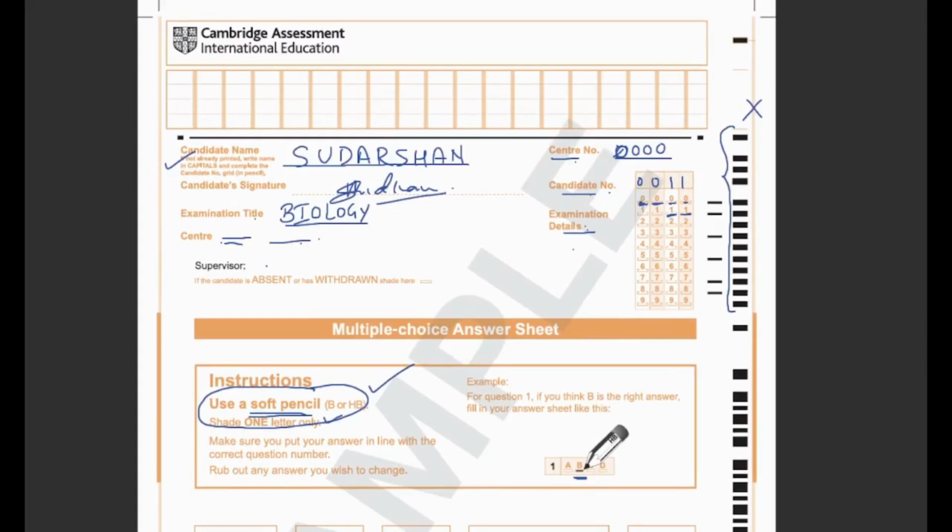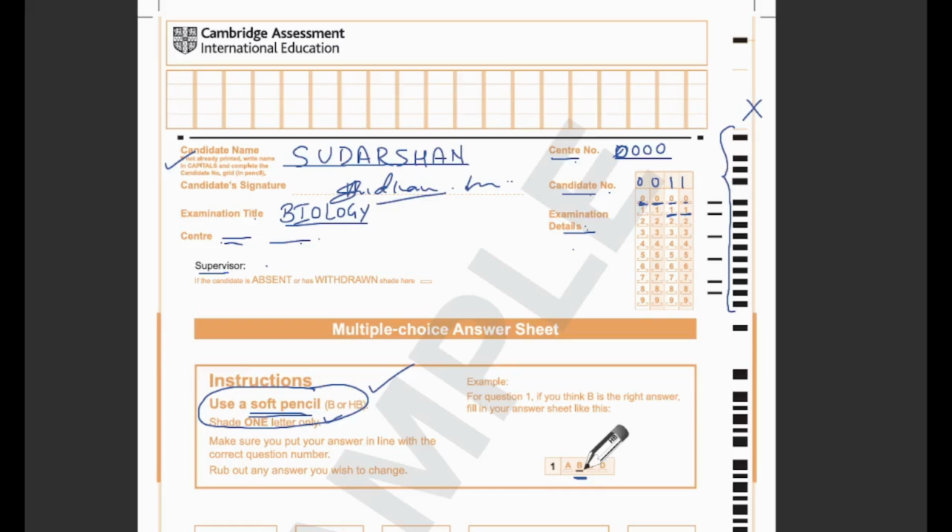Second thing is your name, the candidate name, will be printed here. Do check properly that the name is the same as on the statement of marks. You will have the paper, so according to that the candidate signature should be there, or you can actually sign it here. Examination title, center name, center number, candidate number, which is there on the statement of entry, do write here and then bubble. Take the signature of the supervisor or invigilator.